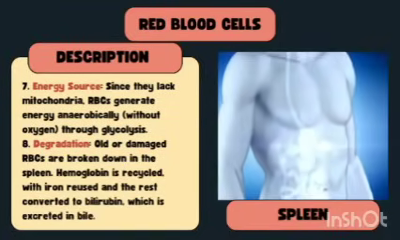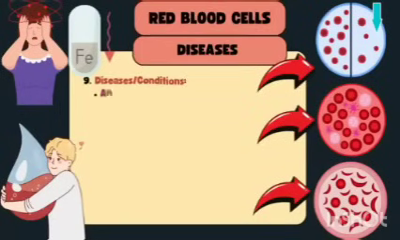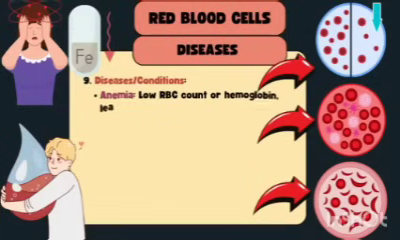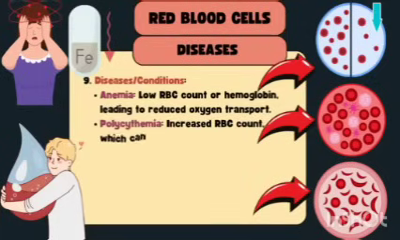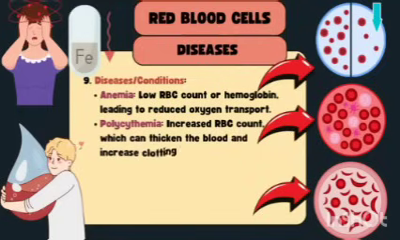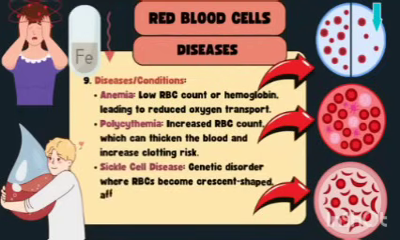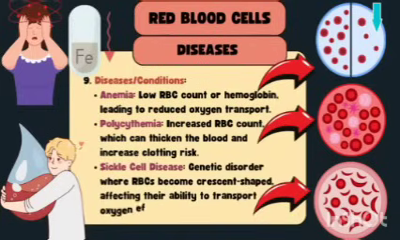There are so many diseases associated with red blood cells. Let's study these diseases one by one. The first one is anemia. In this, there is low RBC count or hemoglobin, which leads to reduced oxygen transport, which may affect the normal functioning of certain vital organs of body. The next one is polycythemia. It is exactly opposite to anemia. In this, there is increased RBC count which can thicken the blood and increase clotting risks. The last one is sickle cell disease or sickle cell anemia.